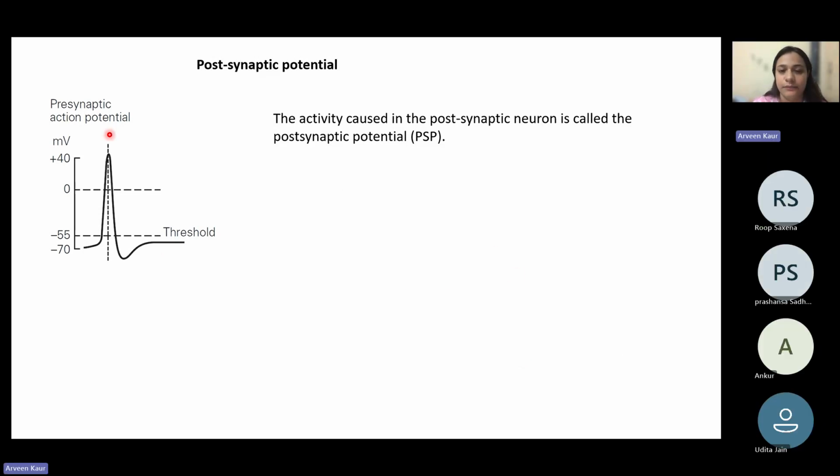Okay. So then we can talk about the postsynaptic potential as well, right? There is a presynaptic action potential that happens, and after this it gets transferred along to the other neuron, the postsynaptic neuron. Then what happens? The activity that is caused in this postsynaptic neuron is actually called the postsynaptic potential, right?